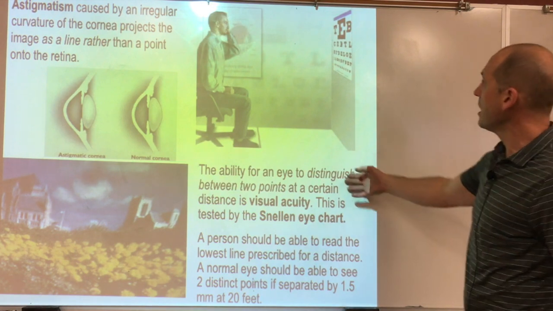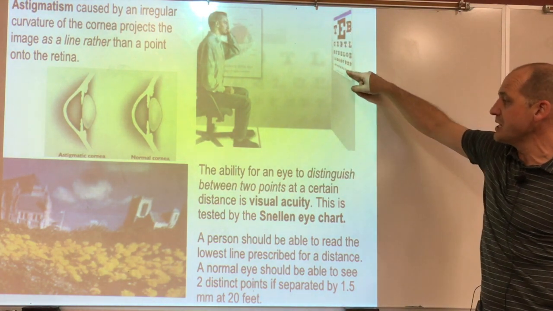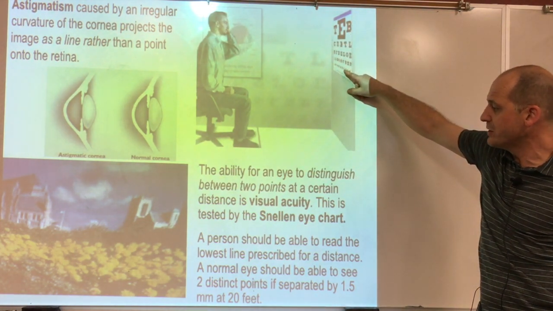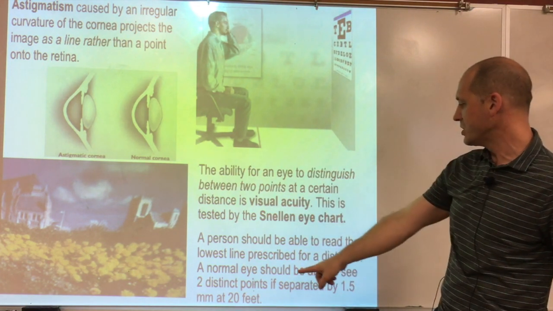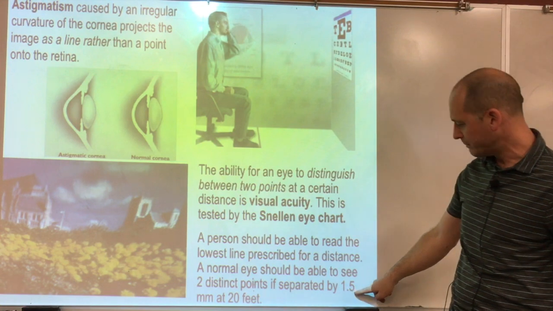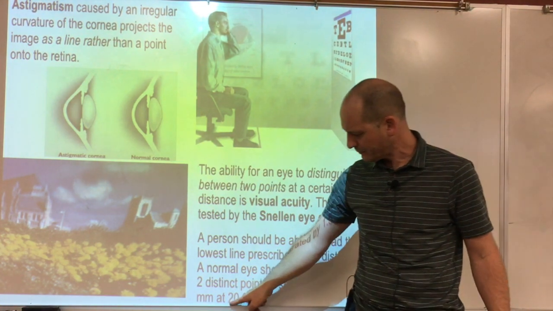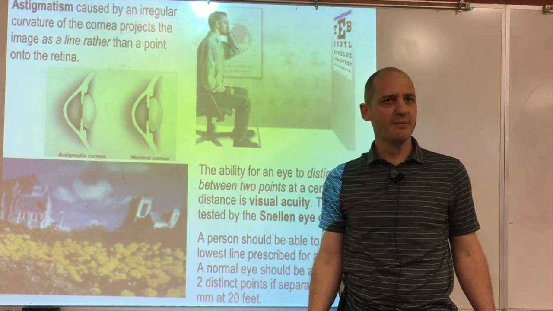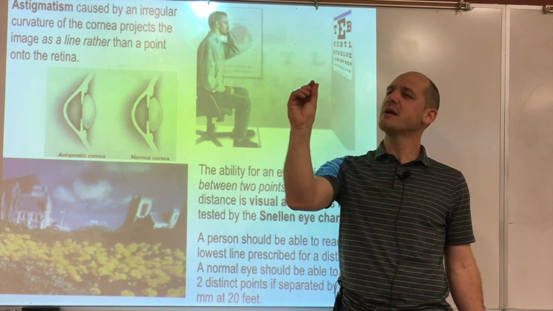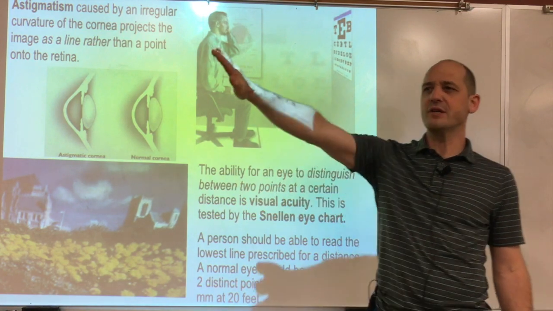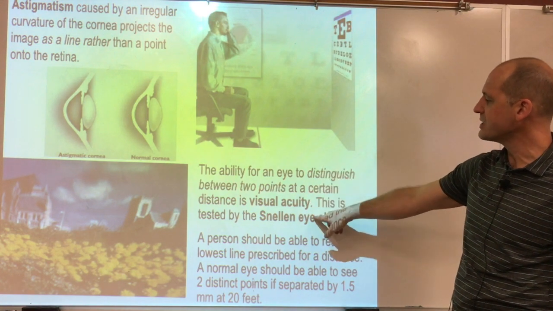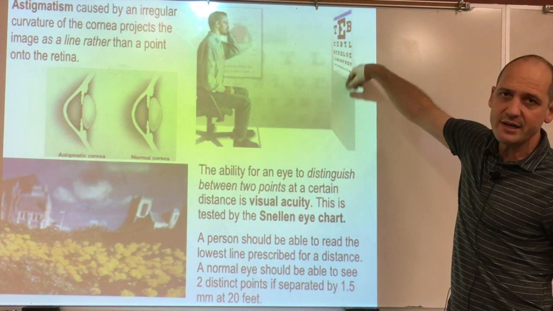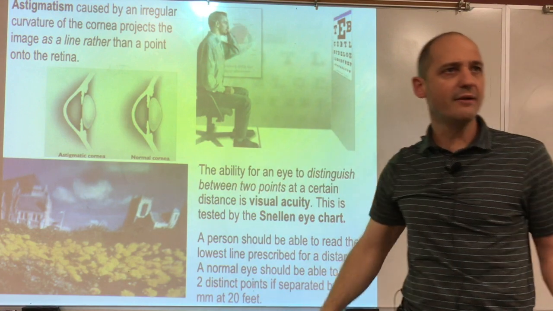When we want to see how well we can see, visual acuity, we want to see if we can distinguish two distinct points separated by 1.5 millimeters at 20 feet. That's the measuring. 1.5 millimeters is like nothing at 20 feet. That gives us visual acuity, and that's the Snellen chart, which is just a standard of how to do that.